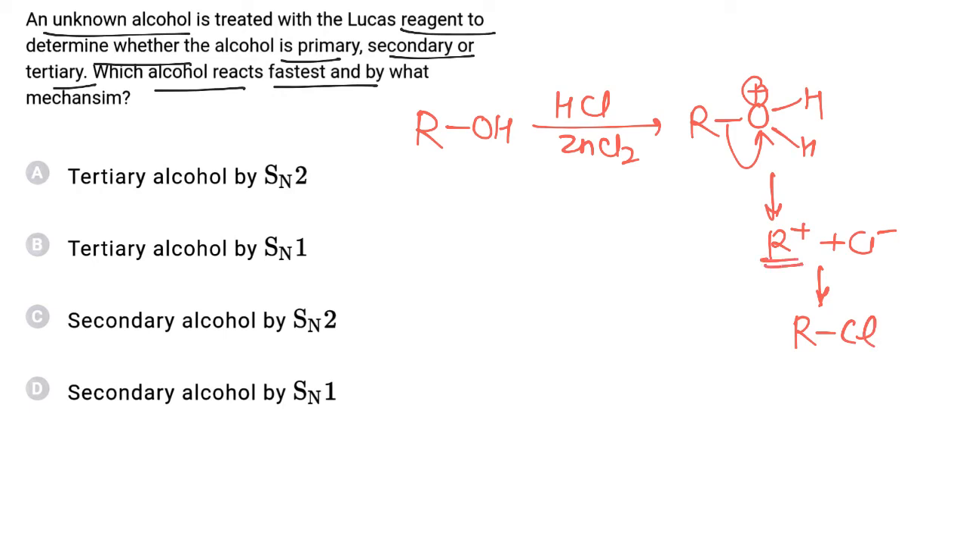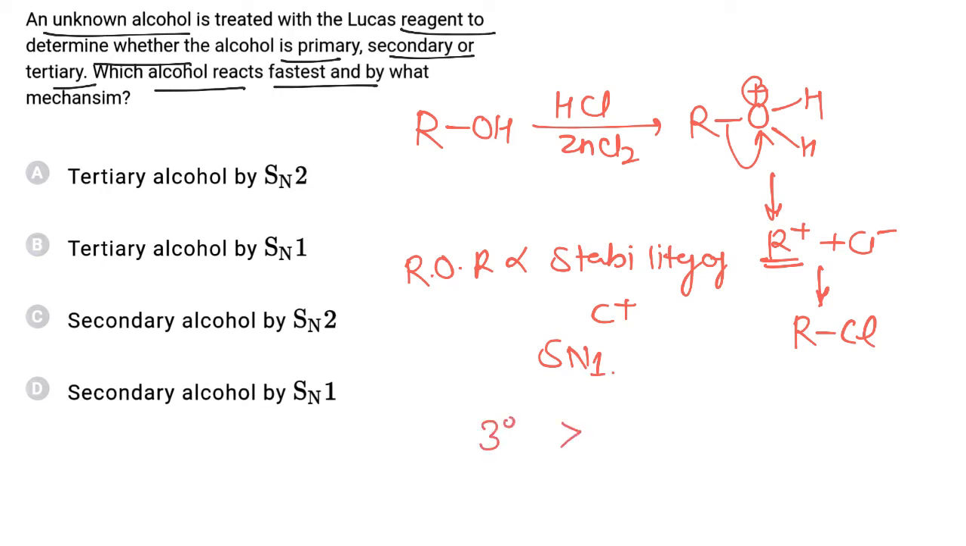Now since a carbocation is formed in the reaction, the rate of reaction depends on the stability of the carbocation, and this reaction takes place via SN1 mechanism. During SN1 reaction, 3 degree alkyl halide is most reactive, then 2 degree alkyl halide, then 1 degree alkyl halide. So the reaction is fastest when 3 degree alcohol is taken, and the mechanism of the reaction is SN1, and hence the correct answer is B, tertiary alcohol by SN1 mechanism.